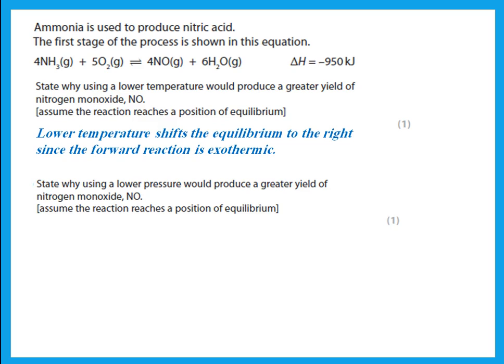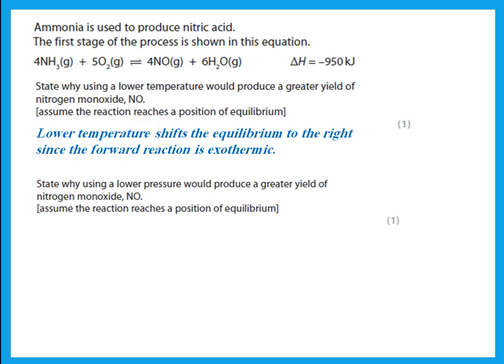Okay, then he says, state why using a lower pressure would produce a greater yield of NO. Now, if I'm looking at temperature, I look for which one is exo and which one is endo. But if I'm looking at pressure, I don't care which one is exo or endo. When we're looking at pressure, we look at which side has more or fewer molecules. Remember, for any reversible reaction, increasing the pressure will cause it to go to the side with fewer molecules. So lowering the pressure will cause it to go to the side with the higher number of molecules.